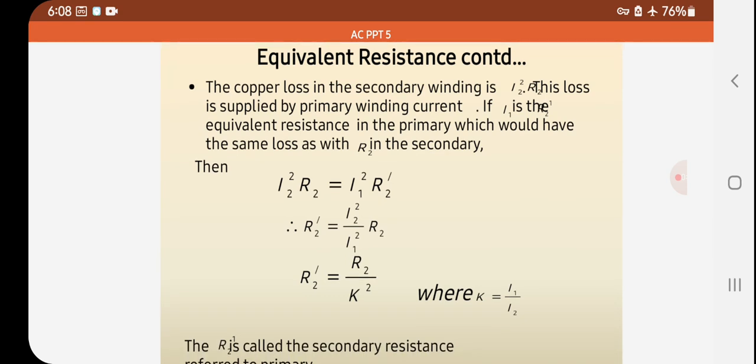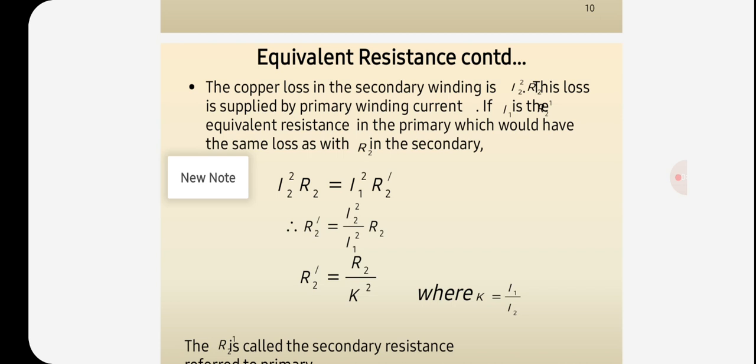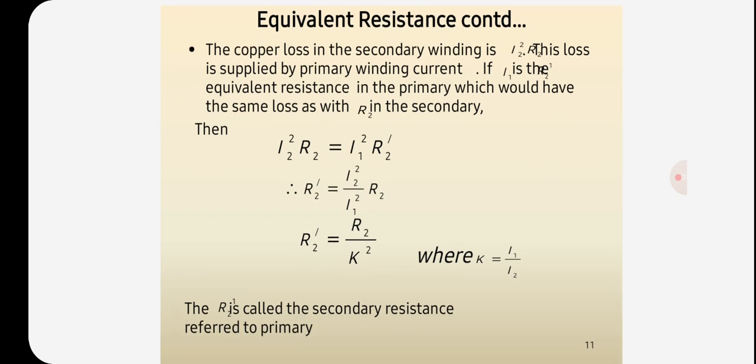In this, the copper loss in the secondary winding is I2 square R2. This loss is supplied by the primary winding current. If I1 is the current, R2 dash is the equivalent resistance in the primary which would have the same loss as R2 in the secondary. So I2 square R2 is equal to I1 square R2 dash. From here R2 dash is equal to I2 square by I1 square R2, that is R2 dash is equal to R2 by K square, where K is I1 by I2. R2 dash is called the secondary resistance referred to primary.